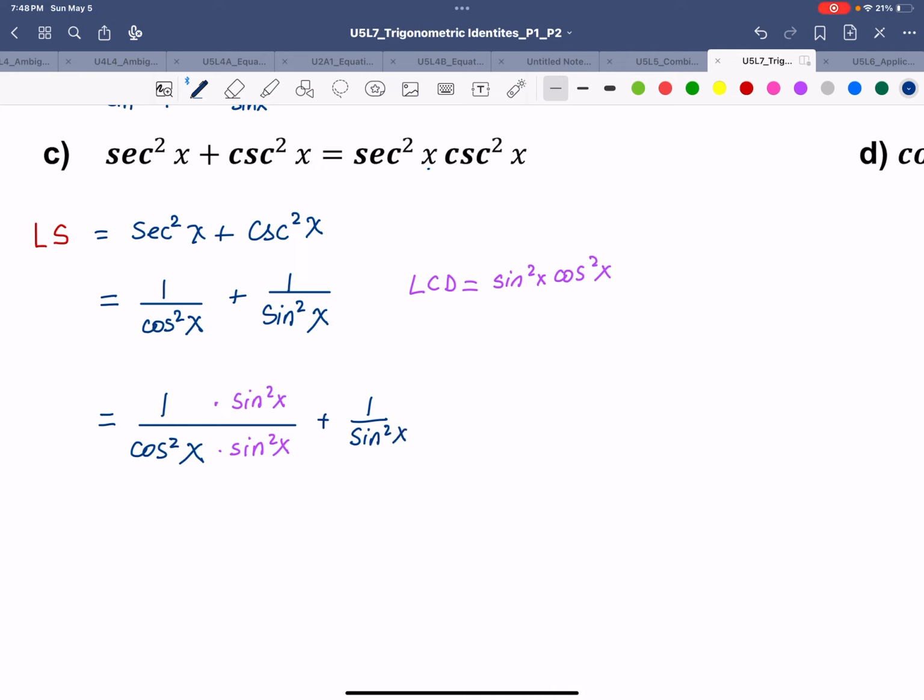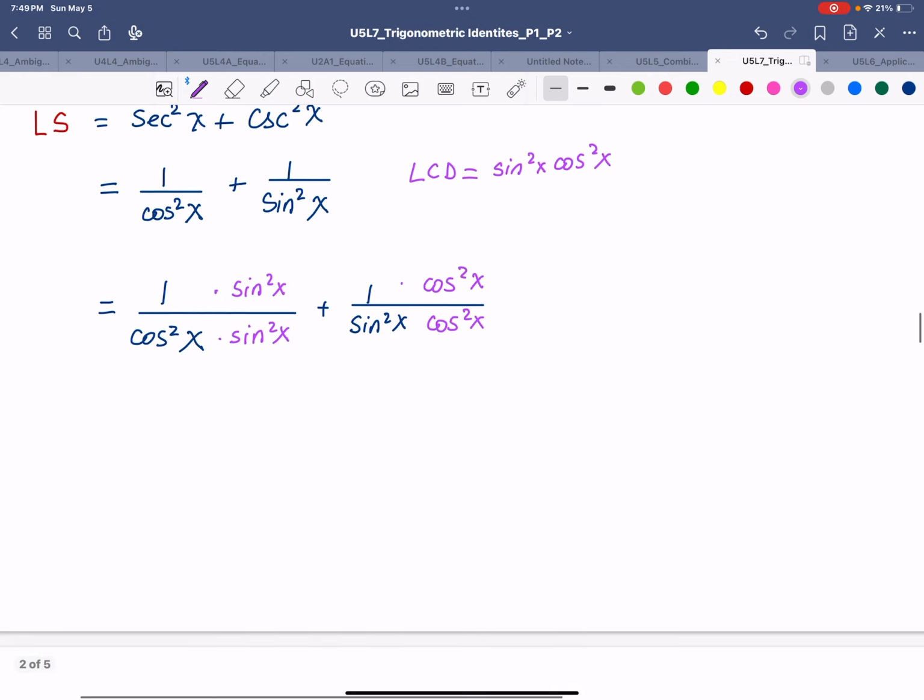The sine squared x here, we're going to need the cosine squared. So we'll multiply by cosine squared x, both numerator and denominator. So now the denominators are exactly the same, so we can bring the entire expression into a single fraction. So sine squared times cosine squared.